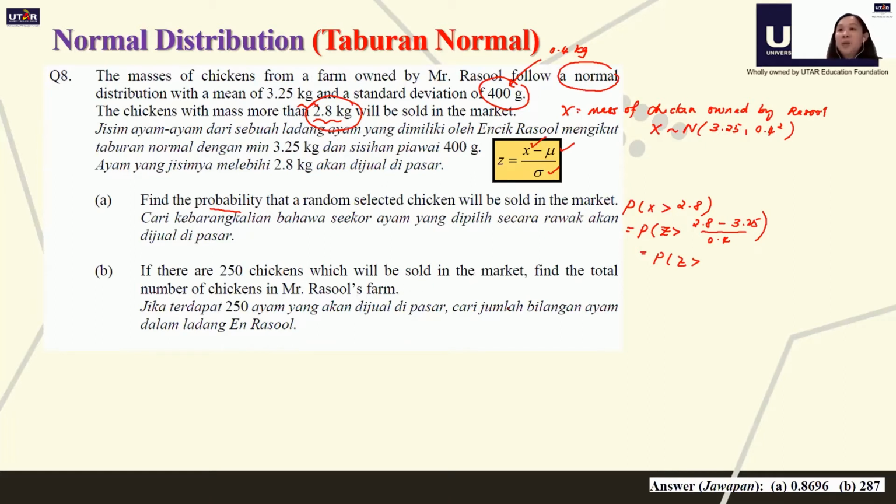Okay, I believe that you get this answer as negative 1.125, right? Normally after this step, I will try to draw out a normal curve to give a better idea how to get the answer from the table. So after I get the z value here, I draw a normal curve. Just a sketch only, no need to be so perfect.